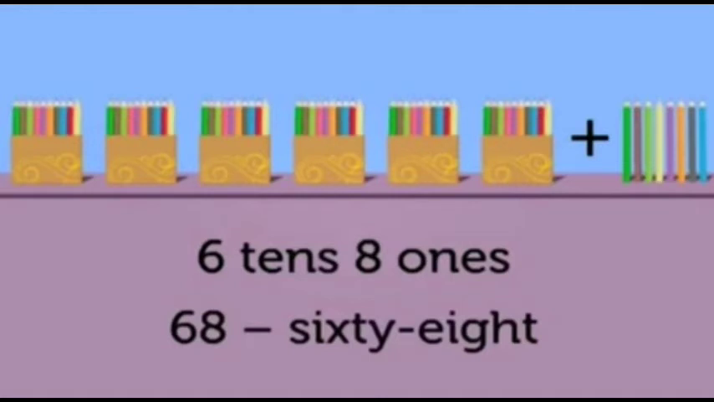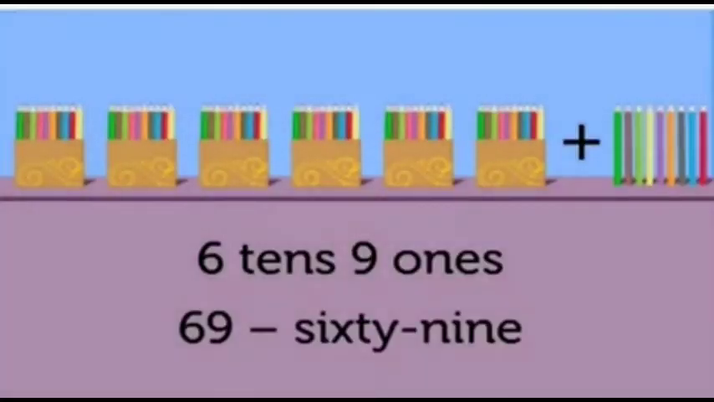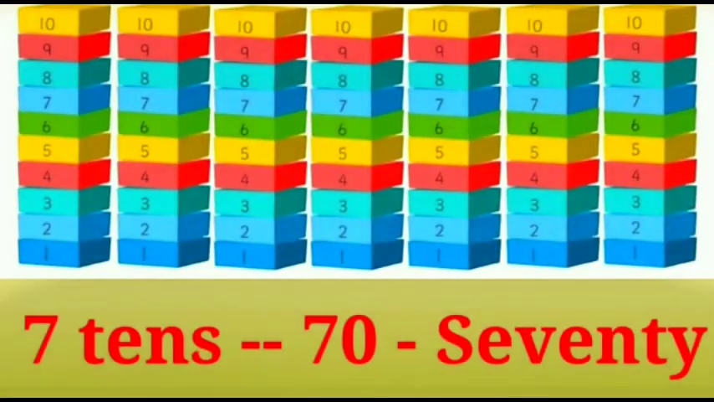S-I-X-T-Y, 60, E-I-G-H-T, 8, 68. 6 tens, 9 ones, 69. S-I-X-T-Y, 60, N-I-N-E, 9, 69. If we add 1 one to the 9, it will become 1 more 10. Now total how many tens are there, children? 7 tens are there. 7 tens means 70. What is the spelling of 70? S-E-V-E-N-T-Y, 70.